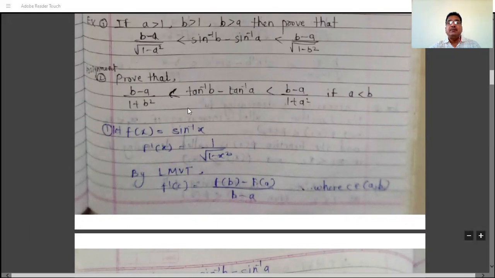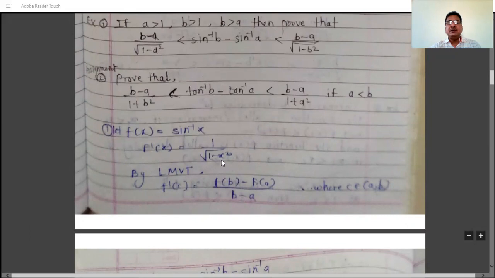And the second problem is for assignment: prove that (b minus a) divided by (1 plus b square) is less than tan inverse b minus tan inverse a. Okay, this is the answer of the first problem. So let f(x) be sin inverse x. In the second example, we define f(x) as tan inverse x. So in this example, define f(x) as sin inverse x.